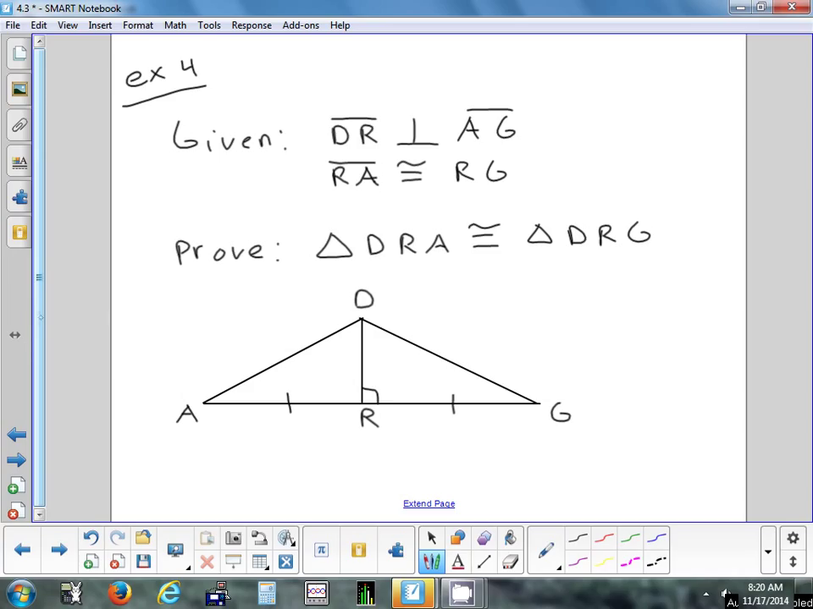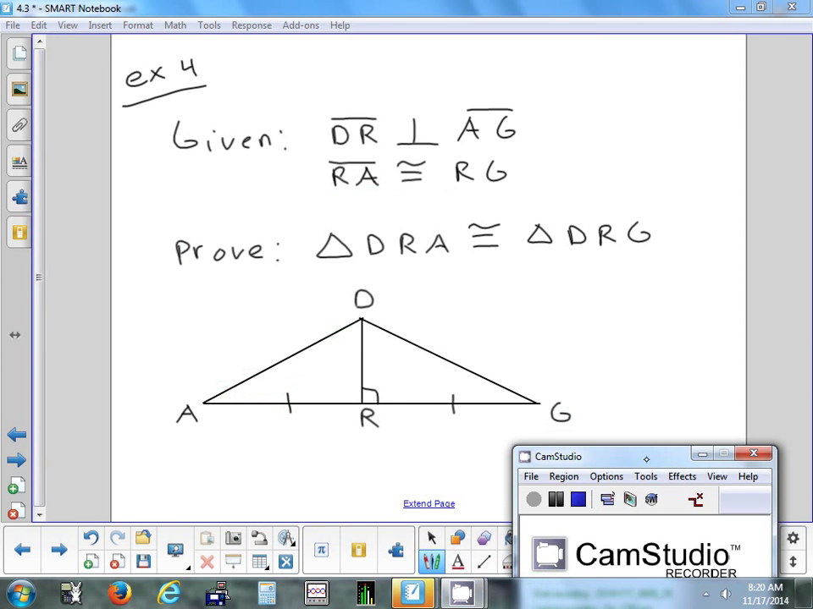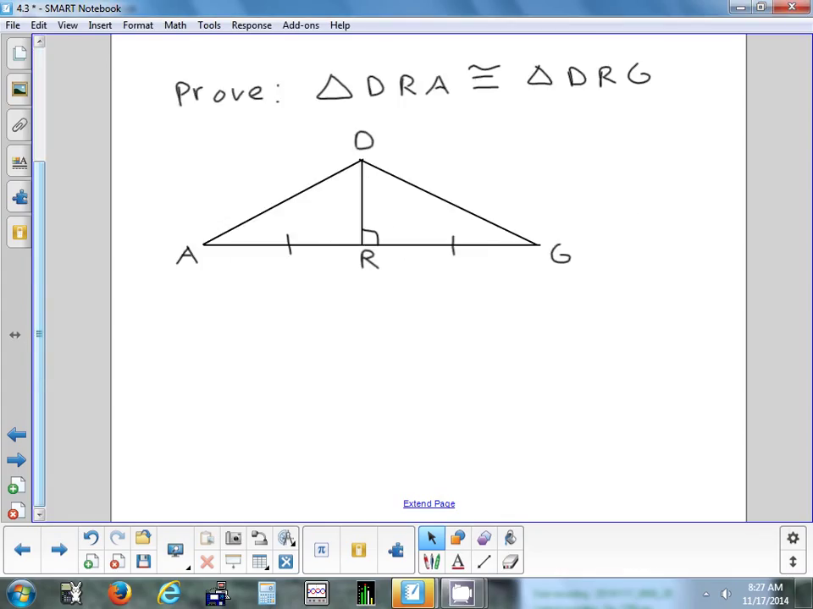All right, why don't you try that one on your own? Okay, you're given that segment DR is perpendicular to AG. RA and RG are congruent. I want you to prove triangle DRA is congruent to triangle DRG. Take a couple minutes, see if you can prove that. All right, so they asked us to prove these two triangles are congruent. You could do any kind of proof you want. We'll stick with the statement reason for most of our proofs.